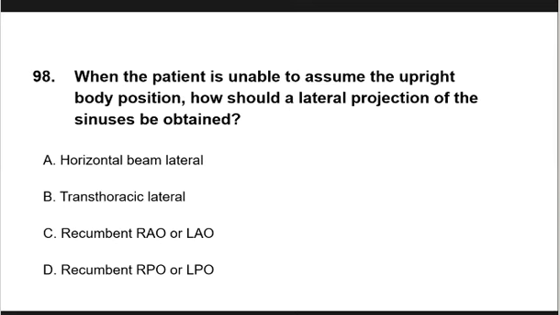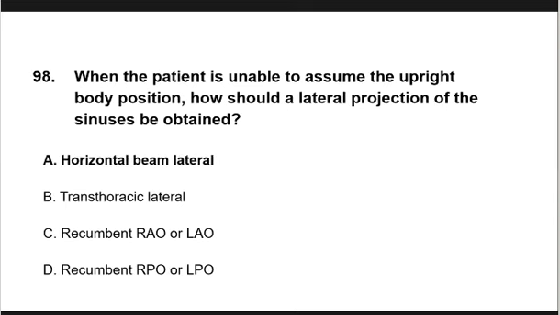When the patient is unable to assume the upright body position, how should a lateral projection of the sinuses be obtained? Diba sabi nga natin, sinuses tayo. O kung mapunta man tayo sa body, sa lungs, diba pag hindi kaya ng pasyente ng upright position to demonstrate the fluid level, or the air level, we should take the lateral decubitus. Diba? Yan. So dito naman, sa sinuses, hindi kaya ng pasyente ng naka-upright, how should the lateral projection be obtained? It can be obtained horizontal beam lateral.